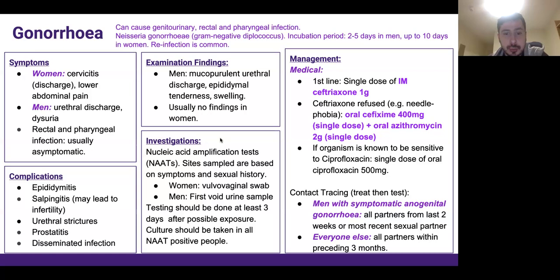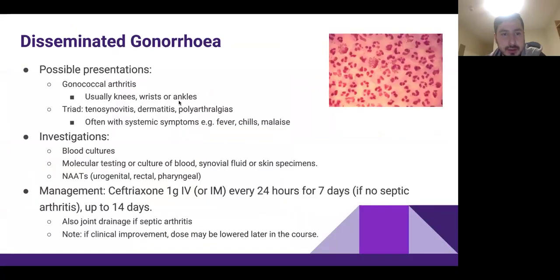You will also investigate this with a NAT, a nucleic acid amplification test, first void for men, vulvovaginal for women. And the treatment for this is IM ceftriaxone, but if this is refused because they don't want a needle, you want to give cefixime and azithromycin. And remember contact tracing.